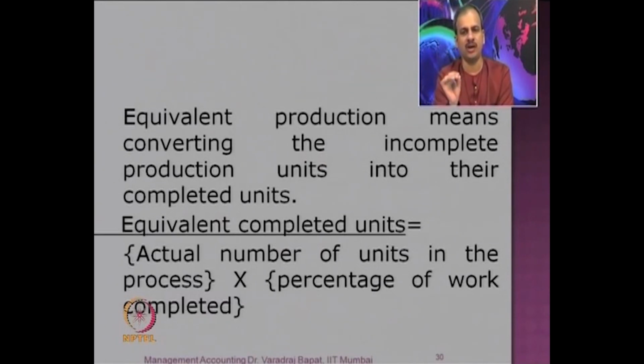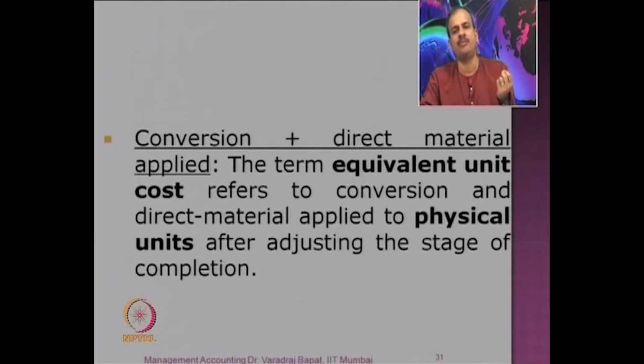So, take the actual number of units in the process and multiply it by the percentage completion. Units in the process means those incomplete units or work in progress. For those work in progress units, we will estimate some percentage completion and multiply by that percentage. So we get approximately how many completed units have been produced. That is nothing but equivalent production.